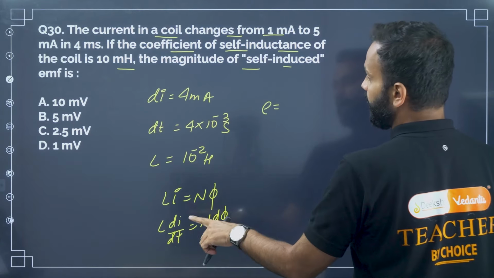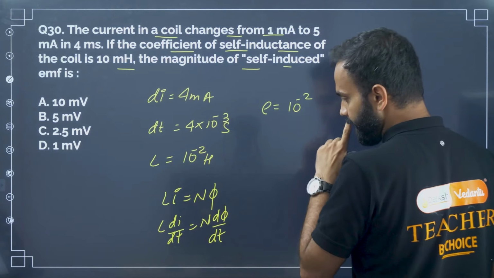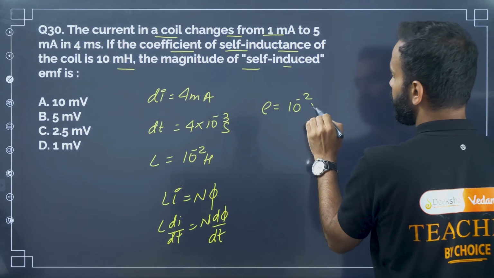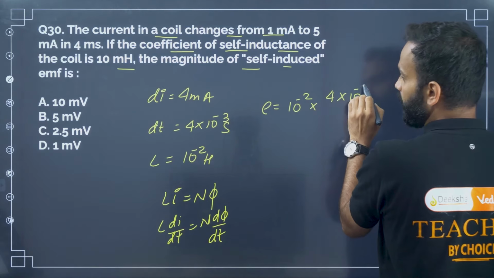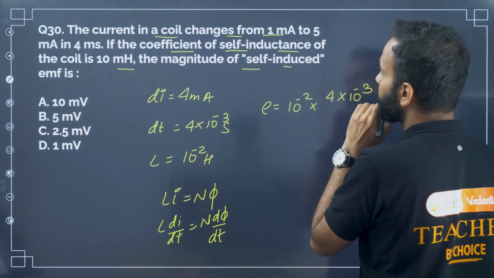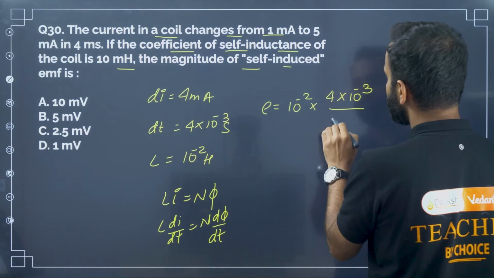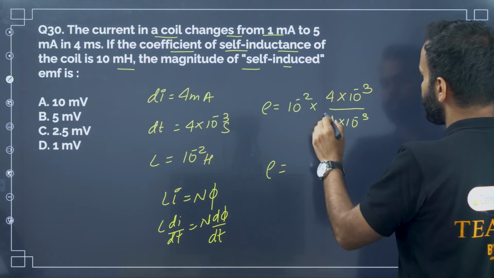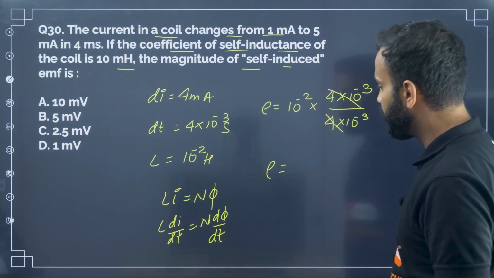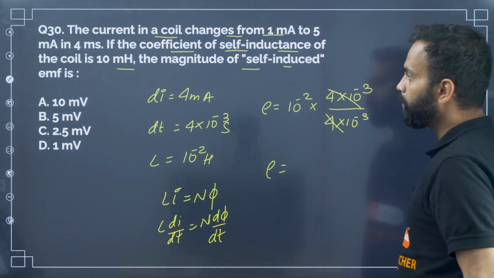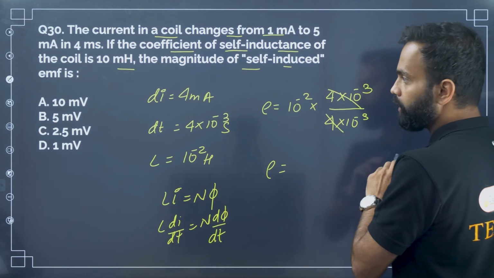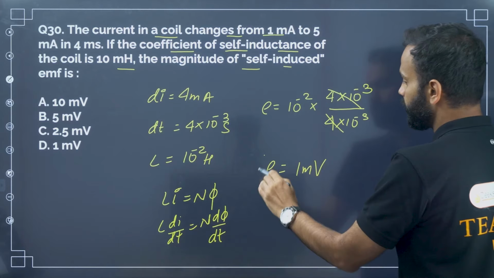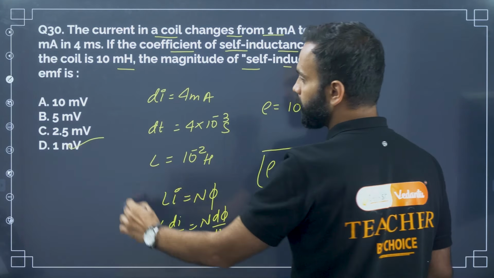So E equal to L, which is 10 to the power minus 2, into dI by dt, right? dI is 4 into 10 to the power minus 3 divided by dt, which is also 4 into 10 to the power minus 3. So now induced EMF E is equal to, 4 into 10 to the power minus 3 and 4 into 10 to the power minus 3 will get cancelled, right? So E equal to 10 to the power minus 2 volt, that is 1 millivolt. Okay, 1 millivolt. So the correct option is D.